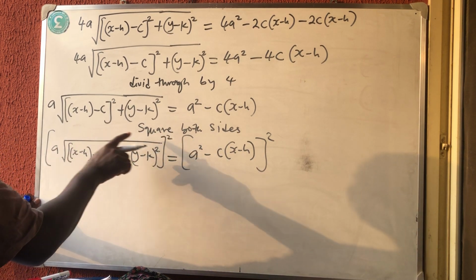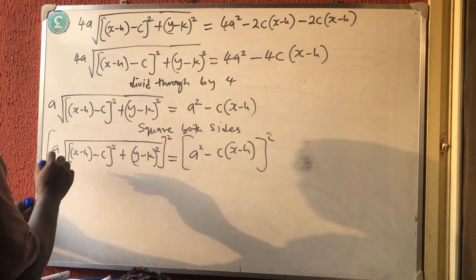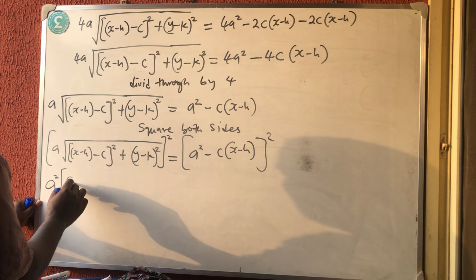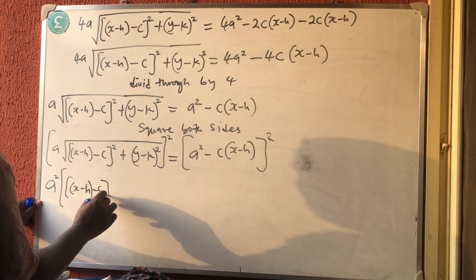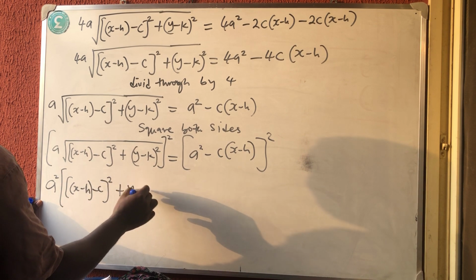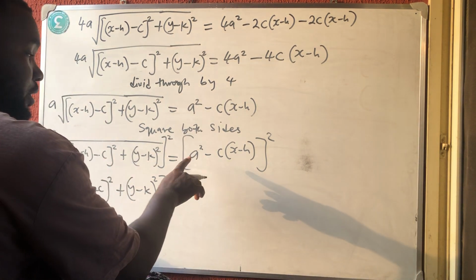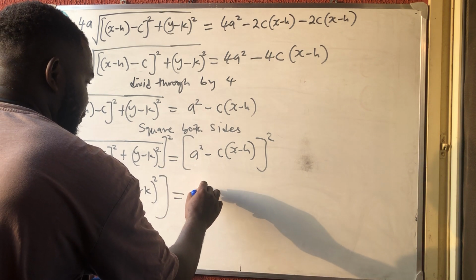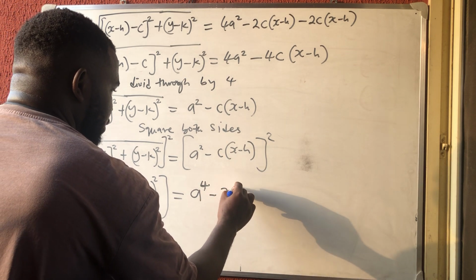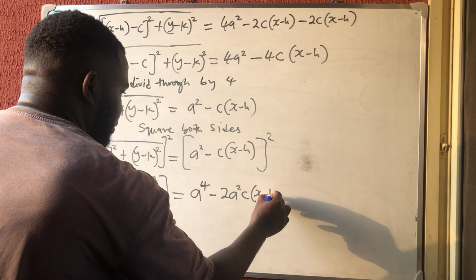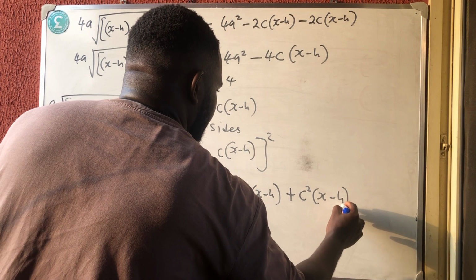First thing, a squared, a is not inside this square root, so a squared will give you a squared. Now square will cancel square root, so I'm left with (x minus h minus c) all squared plus (y minus k) all squared. Because square has cancelled square root, this is equal to, let's do the same thing again. Square the first one, a raised to power 4. Multiply the first one and the second one, double it, minus 2a squared c bracket (x minus h). Then square the last one, plus c squared bracket (x minus h) all squared.